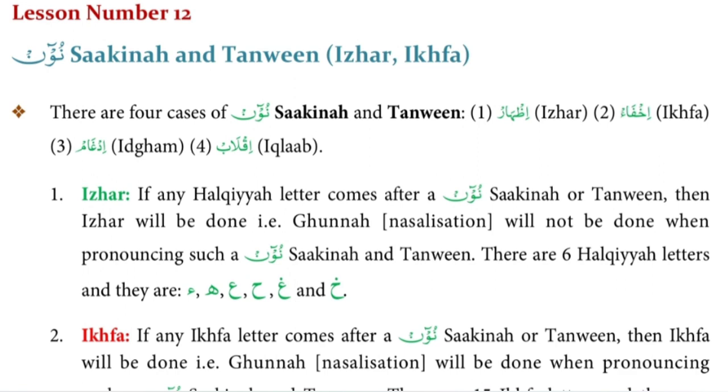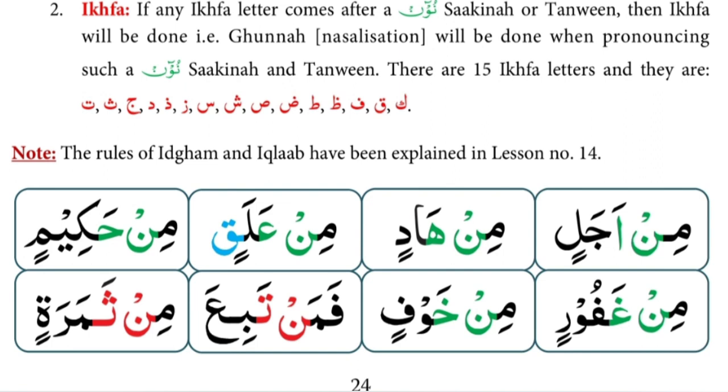Let me give you one example. Please look at the first box in line 1. You can see noon has jazm on it, so this noon is noon sakin. And after noon sakin, hamza is coming, and hamza is from halkiya letters. So in this noon sakin, izhar will be done, ghunna will not be done. That means you have to read this word like this: min ajalin. If you read it with ghunna, it is not correct.